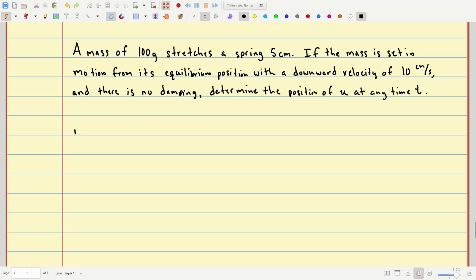Okay, so we're told that the mass here is 100 grams. We can convert that, should we choose, to kilograms. Okay, so that we can use our familiar gravity constants and things like that.